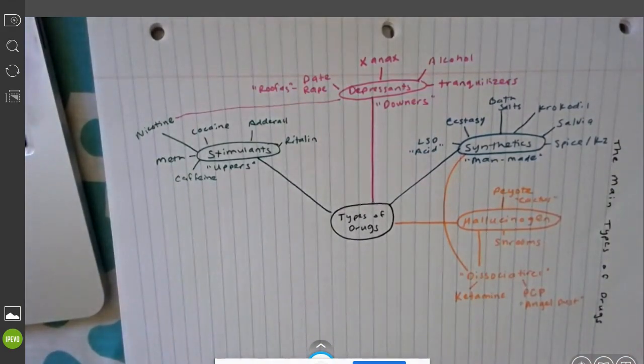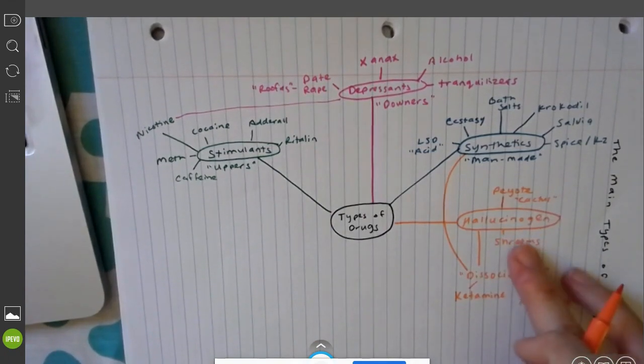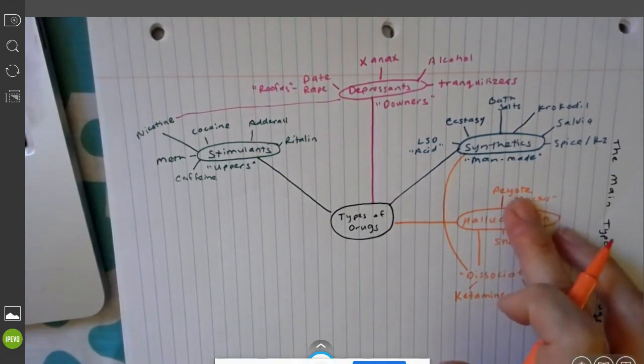So let's recap. Hallucinogens cause you to have an out-of-body experience where you look down on yourself. Special K or ketamine and PCP are man-made hallucinogens. Some natural ones would be mushrooms or the cactus peyote.